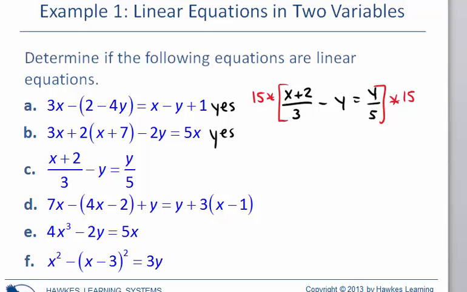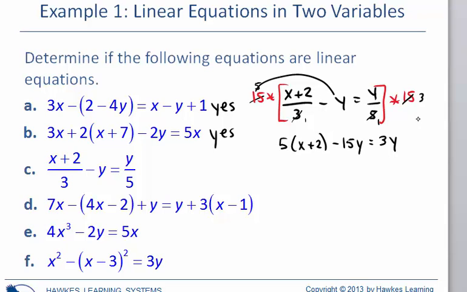So let's do that. 15 times (x + 2)/3. 3 goes into 3 once. 3 goes into 15 5 times. So we're left with 5 times (x + 2). We also need to multiply this 15 times the y. So we have 15y. Over here, 5 goes into 5 once. 5 goes into 15 3 times. And we're left with 3y.